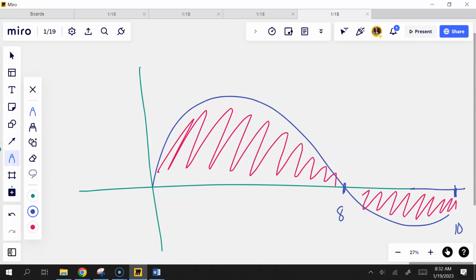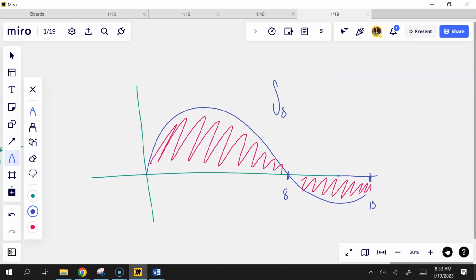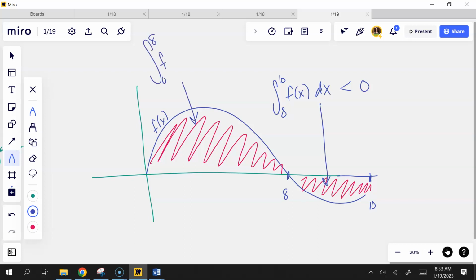You get something that looks like this. When you have area under the curve, under the x-axis, the integral of that is negative. Because if you think, I got to get back up to the x-axis. So here, the integral from 8 to 10, and we'll just call this f of x, is going to be negative. That's this area here. This area, 0 to 8, is going to be positive.